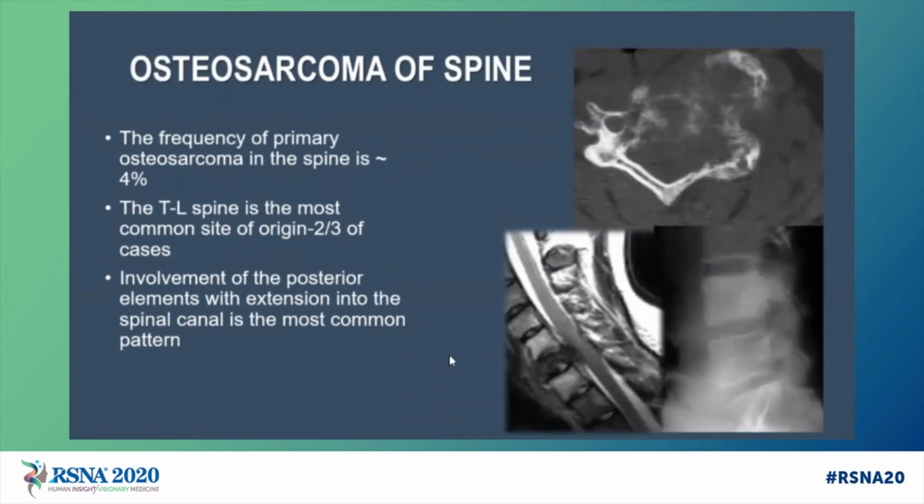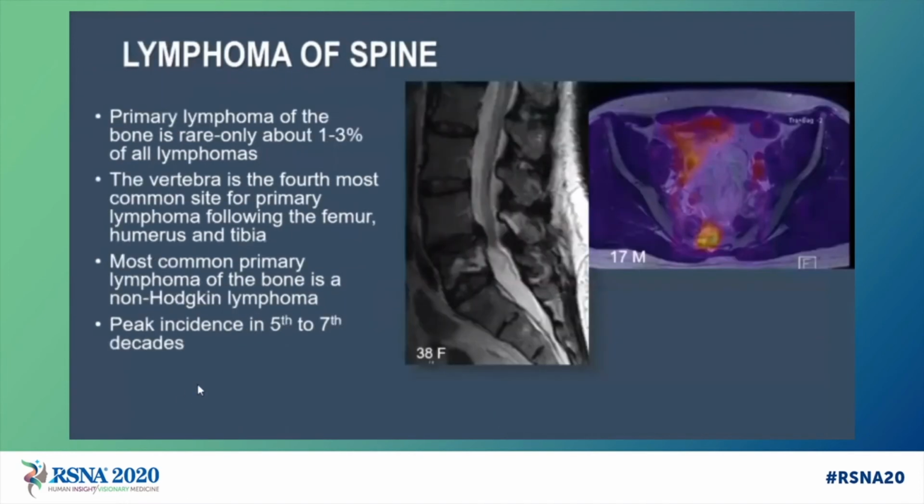Osteosarcoma. Their frequency is rare, about 4%. Thoracolumbar spine is the most common location, for about 2/3 of the patients. Involvement of posterior elements with extension into spinal canal is the most common pattern. As you can see here, there is an unusual case of ivory vertebra with osteoid mineral, and then a compression fracture of vertebral body with low signal. And here, what we have is a large tumor with cortical disruption and osteoid mineral.